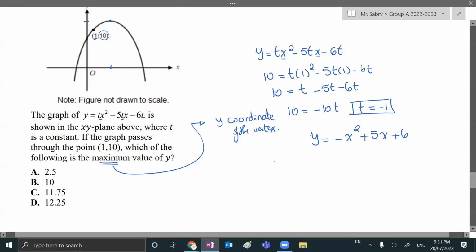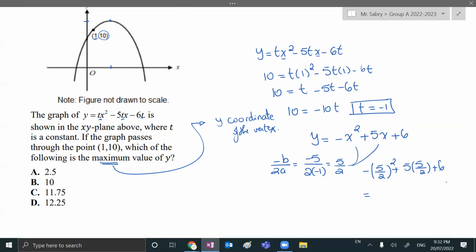Now I'll find the vertex, which is negative b over 2a, which here equals negative 5 over 2 times a, which is negative 1. That would get me 5 over 2. Just substitute this into the equation itself to get the y value. So negative 5 over 2 all to the power of 2 plus 5 times 5 over 2 plus 6. You put this on a calculator, it should get you the answer.